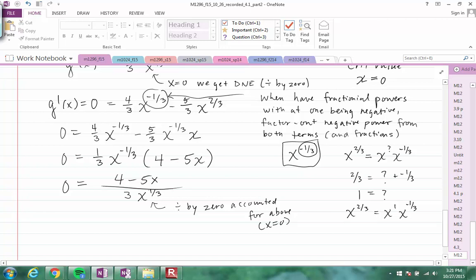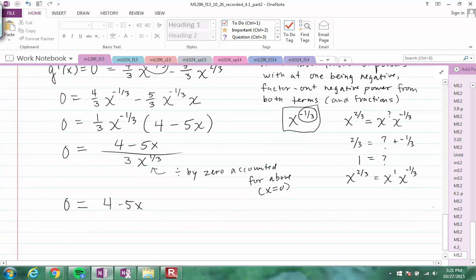Now the part we care about here is the fact that what contributes to g prime being 0 is the top. The top can be 0, and that would mean we have 0 divided by some value, and that's 0. So 4 minus 5x is what we need to solve, and we get x is equal to 5/4 from that.